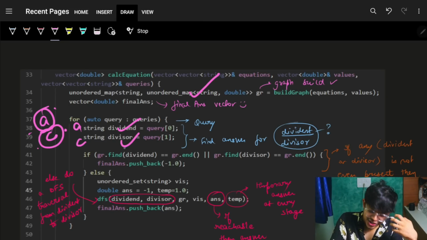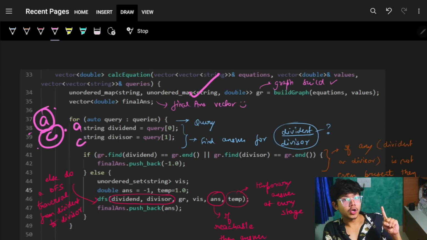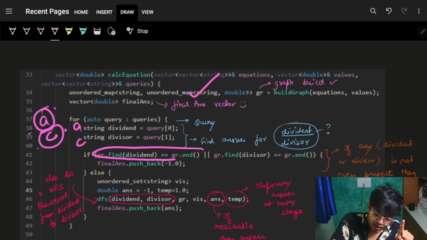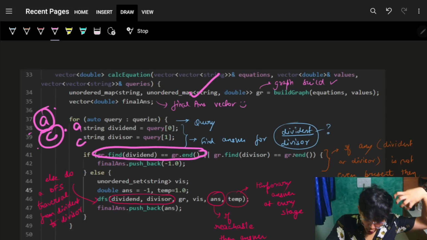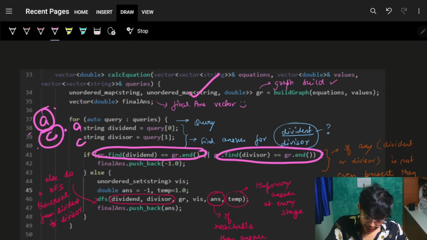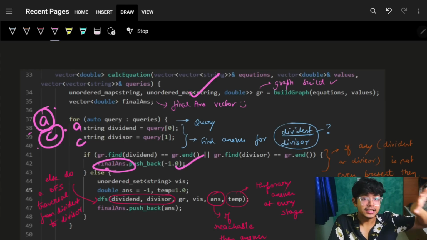So I will go and check in my graph: hey graph, do you have both numerator and denominator? If the dividend, which is the numerator, is not found, or if the divisor, which is the denominator, is not found, I have to return a minus one, which means I have to push back minus one in my answer array.